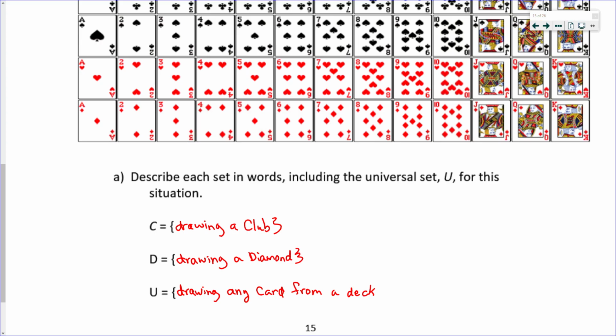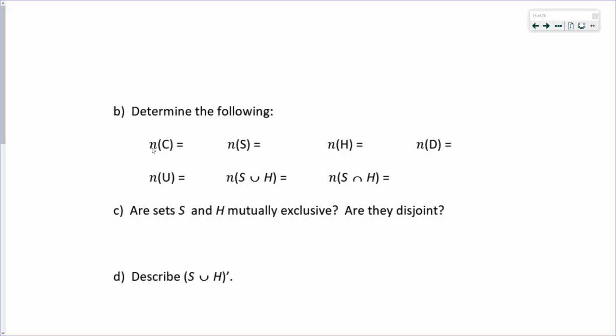Just a note, I am saying that this is a 52 card deck and we'll apply that later. So I'm not worrying about jokers or anything like that. If I wanted to include jokers, I would add that into my terminology for the universal set, but we're not doing that. Okay, so the next part, now we need the number of clubs, so the number in C. The number of clubs in a deck is 13. The number of spades is also 13, the number of hearts is also 13, and the number of diamonds is also 13. For the universal set, the number was 52, because we have a 52 pack of cards.